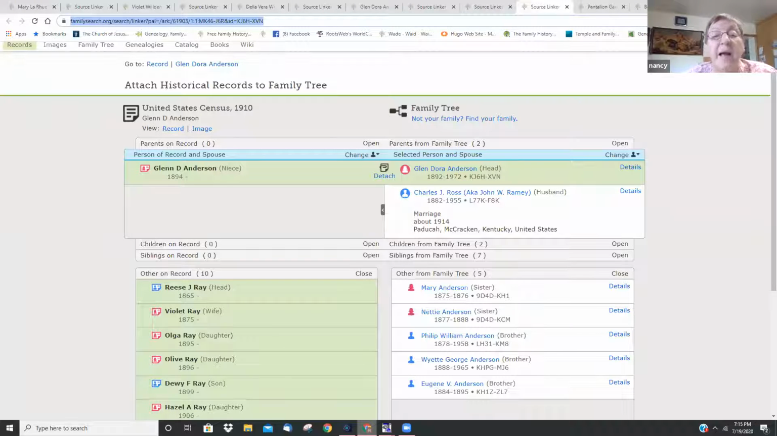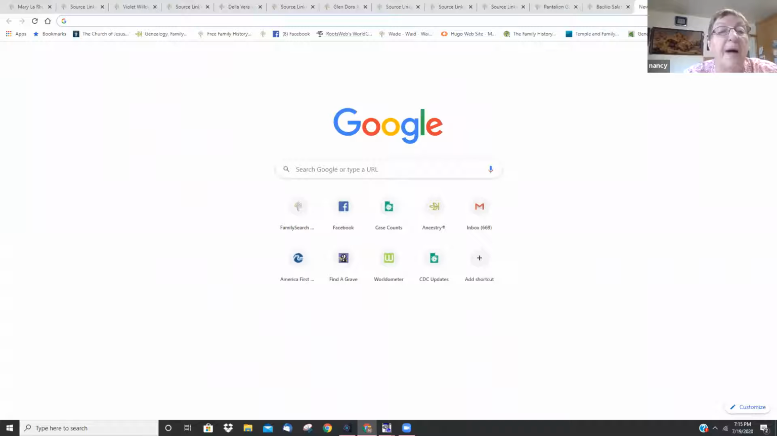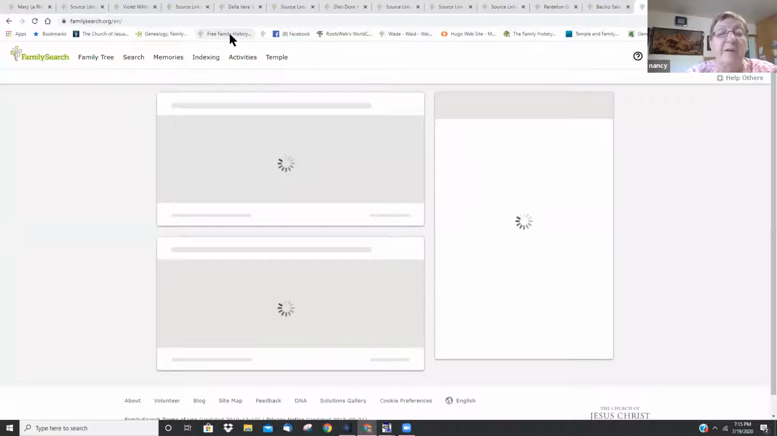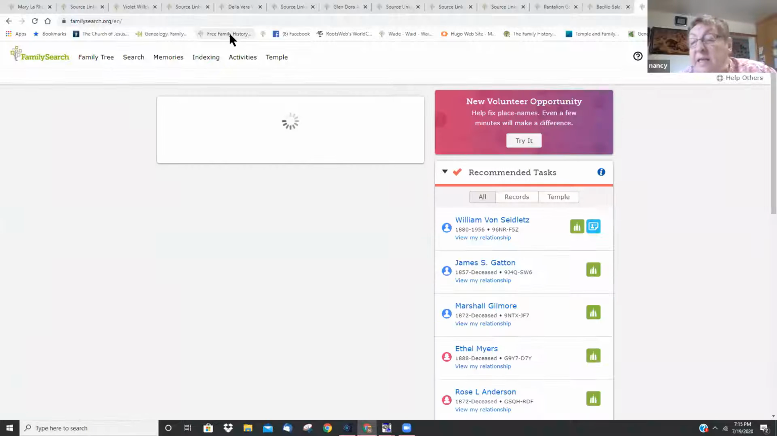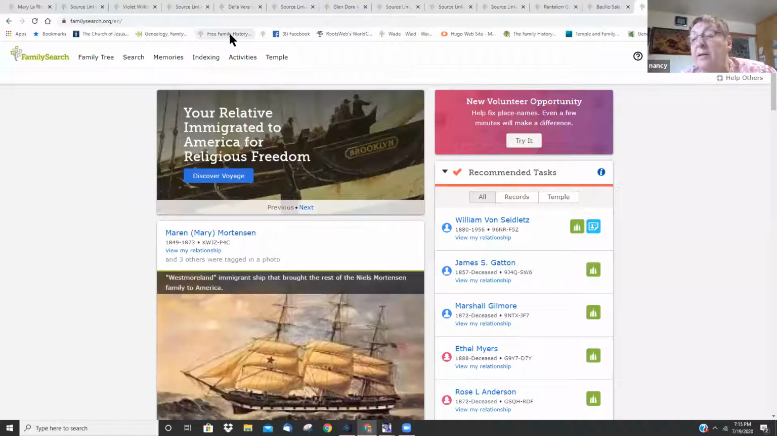So here is my Family Search. I have my Family Search opened. How many of you, that's not my Family Search. I'm gonna open up my Family Search. I'm gonna open up my screen on Family Search. How many of you can see this? If you can see it, raise your hand. I'm seeing most hands.